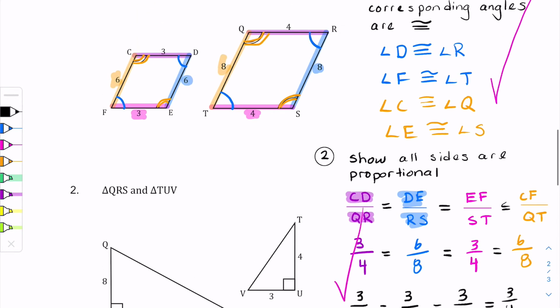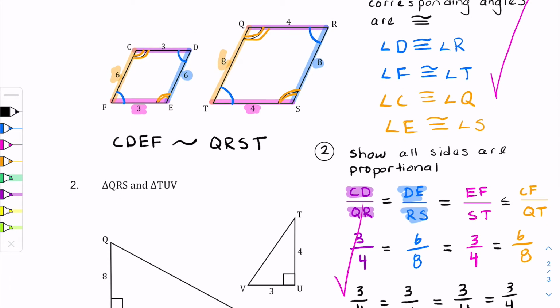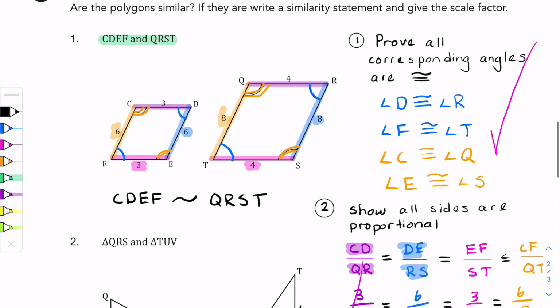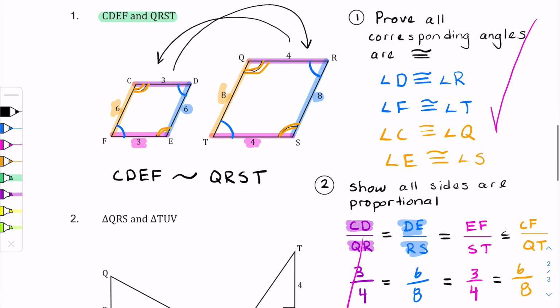We now know that these two figures are similar, so we can say that C, D, E, F is similar to, make sure you use the right symbol, Q, R, S, T. And the scale factor, it doesn't indicate the direction that you're going in. If you're going from the larger figure to the smaller figure, the scale factor would be 3 over 4. And if you're going from the smaller figure to the larger figure, the scale factor would be 4 over 3.